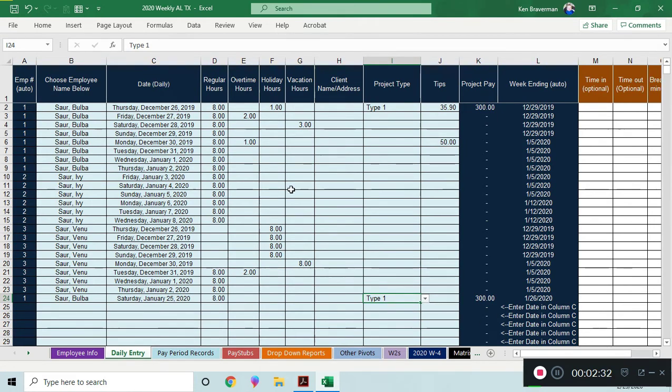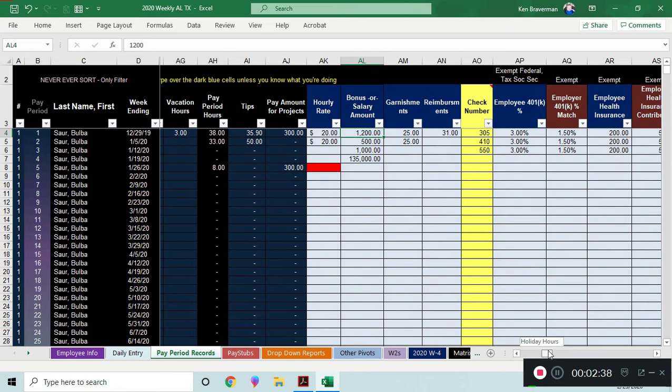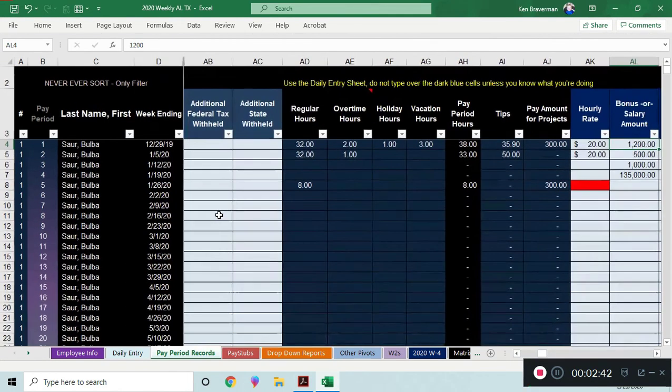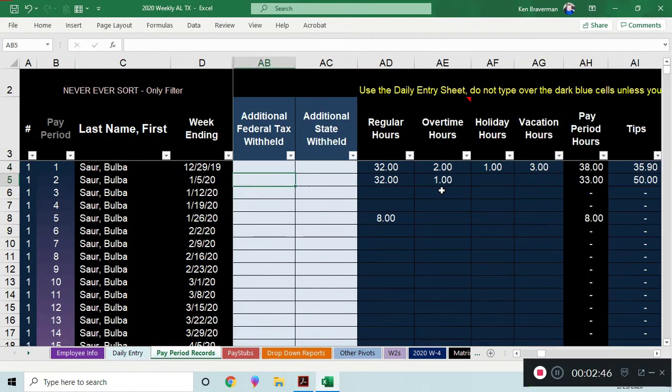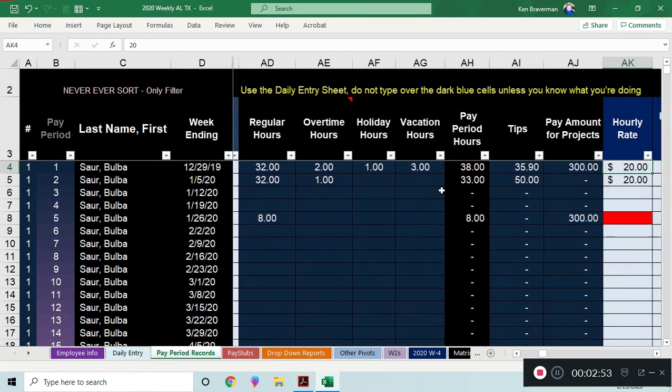So when you have all this daily information in here, you're going to go over to the pay periods record sheet. And that's what this video is really going to be about, all the different things that go into your paycheck and how they're taxed. So our first employee here, Bulbasaur, a Pokemon character, his hours, his overtime hours, his holiday hours, his vacation hours, they all came over from that daily entry sheet when we typed him in.